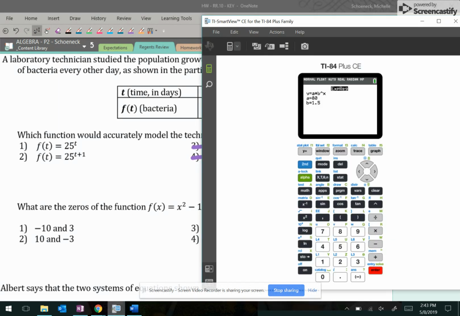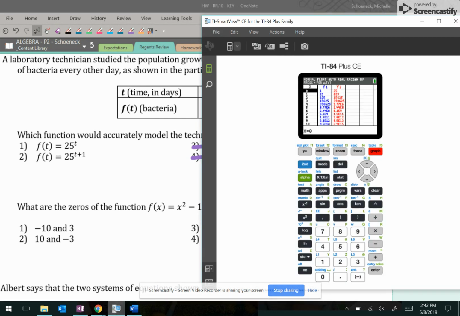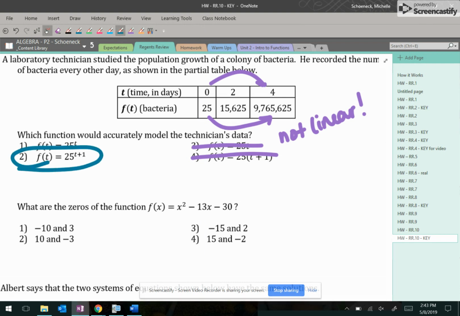Then I'm going to go into my calculator and look at the tables of answer choice 1 and answer choice 2, and find which one matches. At 0, I should have 25. 0 and 25, Y2 is looking like the right one. 2 and 15,000, 2 and 15,000. Yep, answer choice number 2, or Y2, which was 25 to the x plus 1. So answer choice number 2 is the correct one.